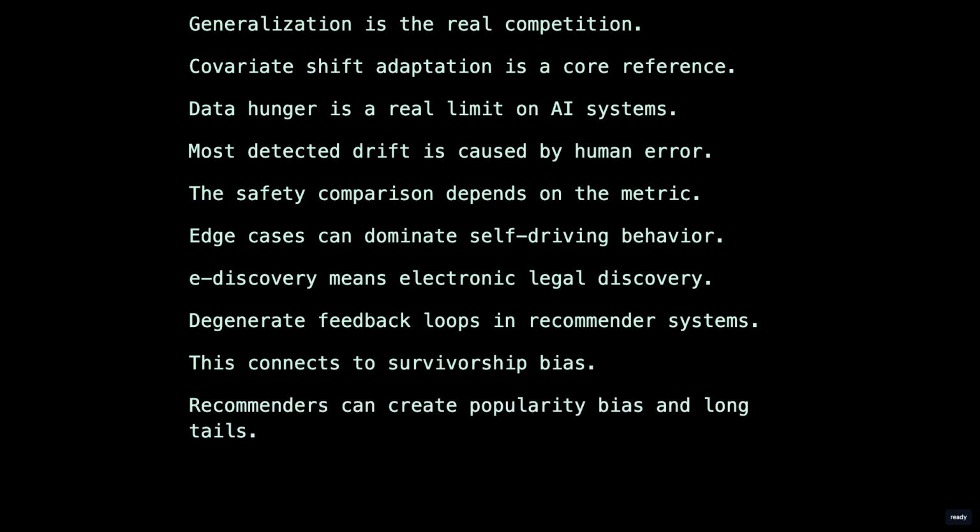Recommendation systems can push a small set of popular items even harder, which changes sales diversity and user exposure. Once that happens, the system is no longer just reflecting demand. It is actively steering it.